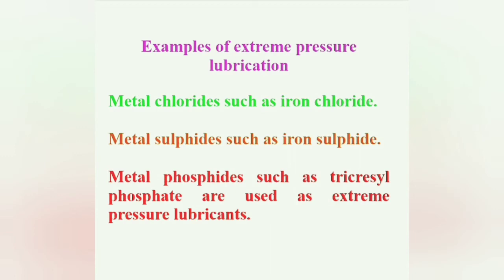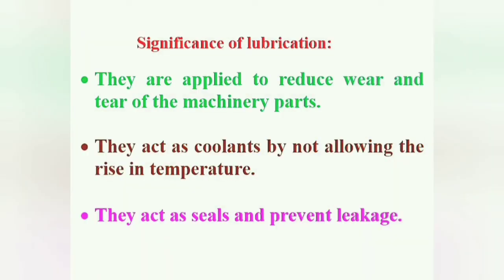Now let's see what are the examples of extreme pressure lubrication. The metal chlorides such as iron chloride, the metal sulphides such as iron sulphide, the metal phosphides such as tricresyl phosphate. These lubricants are used in extreme pressure lubrication as they can withstand high temperatures and high pressure.